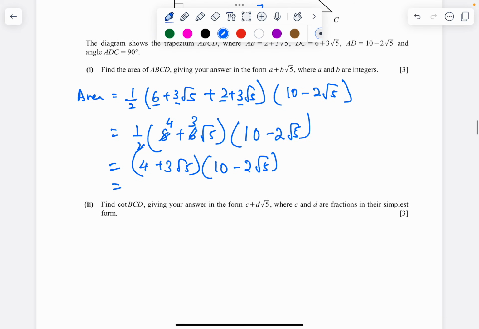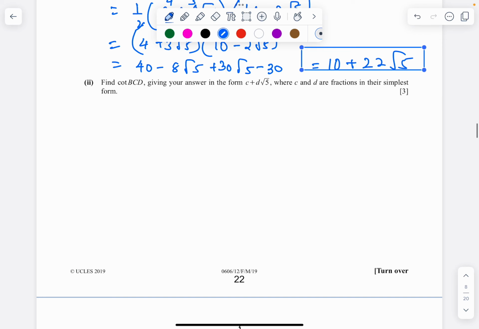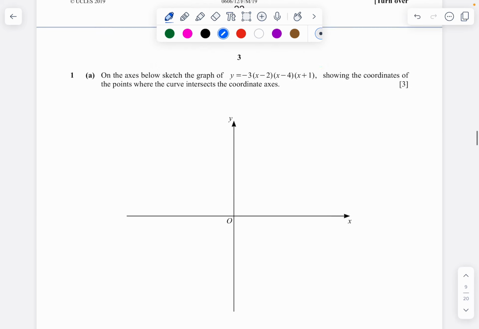So this is equal to 4 times 10 is 40, minus 8 square root of 5, plus 30 square root of 5, minus 6 times 5 is 30. So this gives me 10 plus 22 square root of 5. This is the final answer for the first part. And the second part is cot. We didn't learn cot yet. Basically cot is 1 over tan, so we just leave this part.